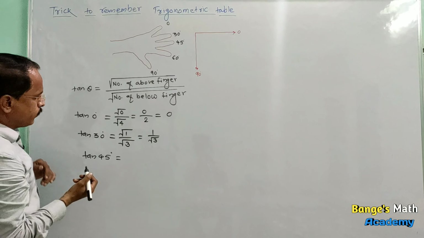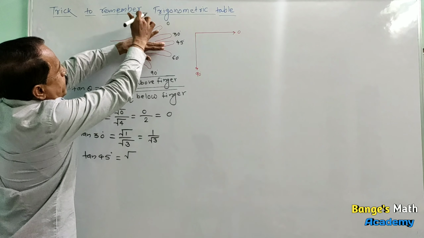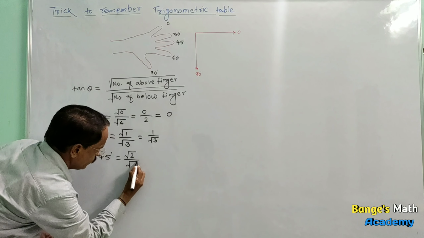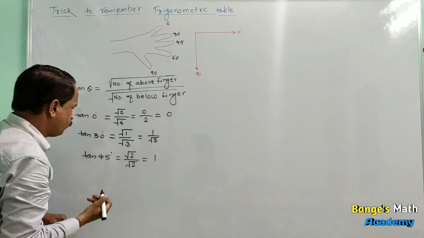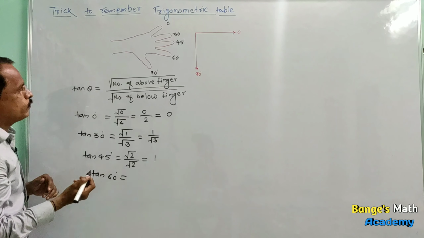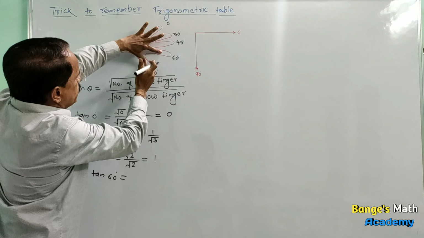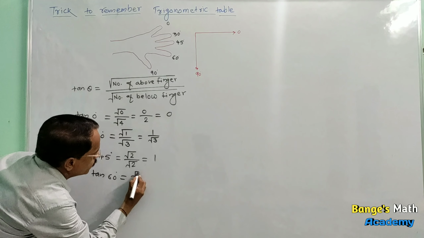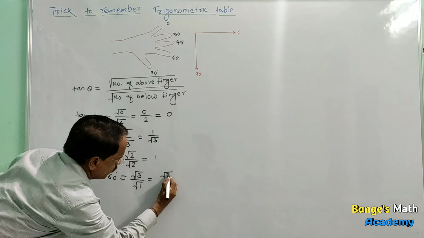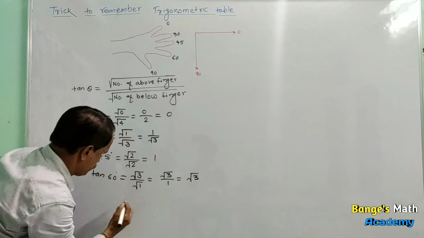Tan 45 is equal to square root of number of above finger 2 and number of below finger is 2, root 2 upon root 2 is equal to 1. Then tan 60 is equal to number of above finger 3 and number of below finger is 1, square root of 3 upon square root of 1 is equal to root 3 upon 1, so is equal to root 3.